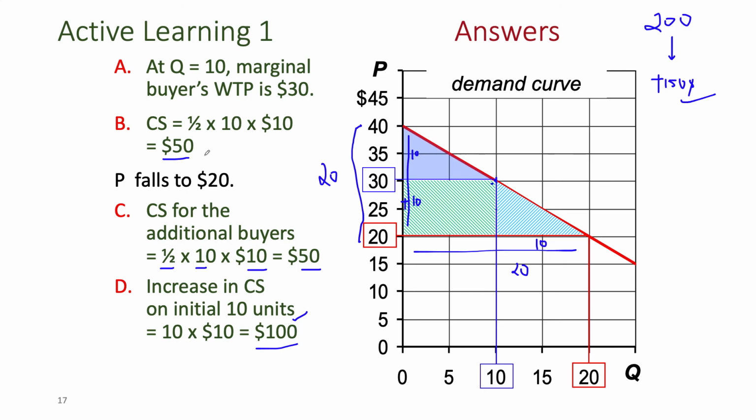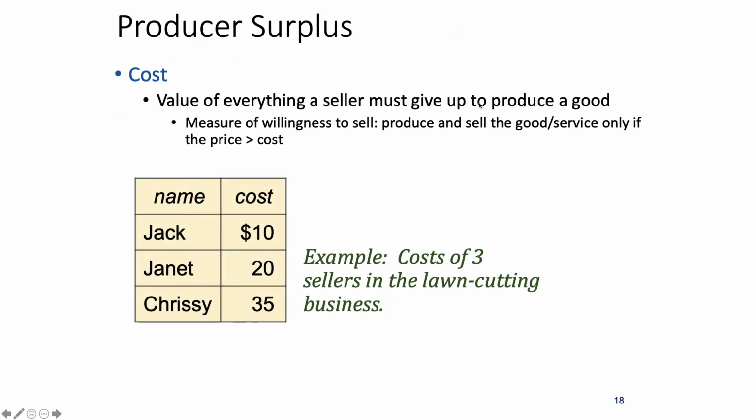All right. So I'll stop the session here. In the next session, we'll pick up and talk about producer surplus, and then we'll finish up the discussion around the efficiency of the markets. All right. Okay.